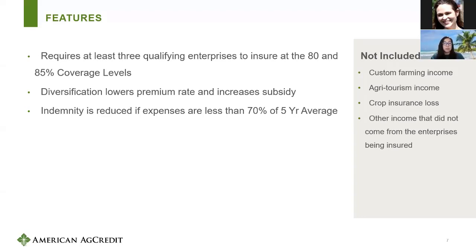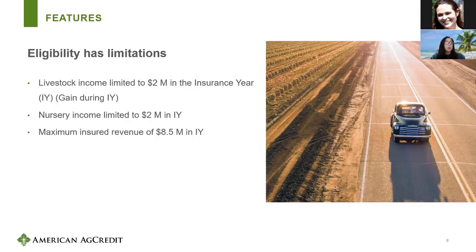We also look at the average expenses on the Schedule F income, and that would show on the summary of coverage as well. If in a loss year you spent less than 70% of those average expenses, then there would be an adjustment to the payment based on that. Whole farm revenue does not cover any post-harvest production improvements. It doesn't cover ag tourism, custom farming. Any income that is not derived directly from growing the crop would not be covered and would be excluded on the policy.